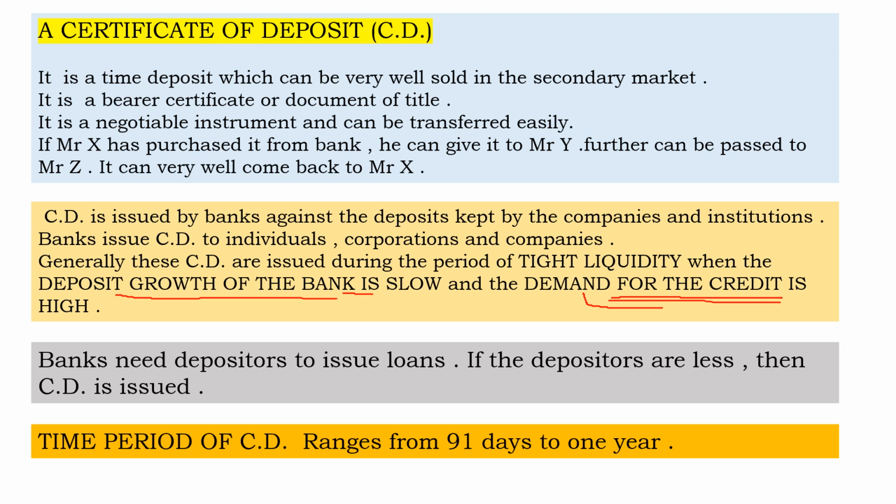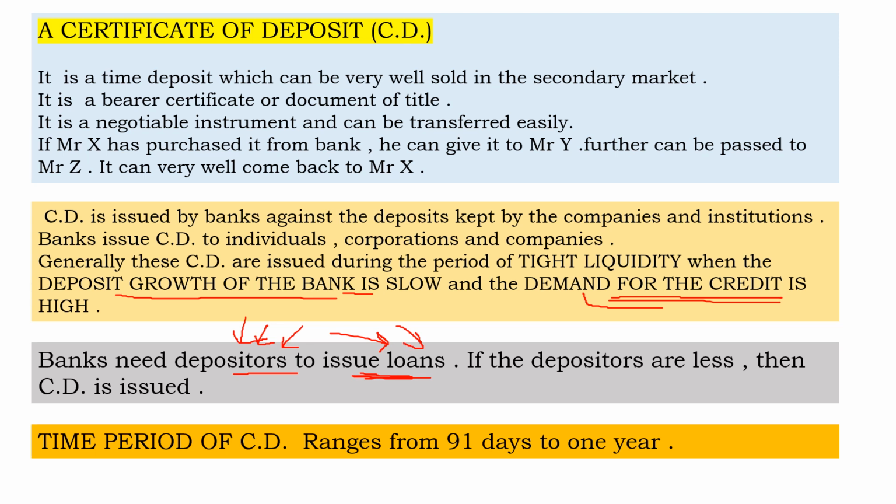So what do the banks do? Then they issue CDs. They invite people, come on, deposit the money with me. When they need deposits, at that moment, these CDs are issued. The bank needs depositors to issue loans. Where will it issue loans from? Somebody has to come and deposit. Somebody has to fill the treasury of the bank. Only then it will issue. Only then will it give to other people. So how will it give?